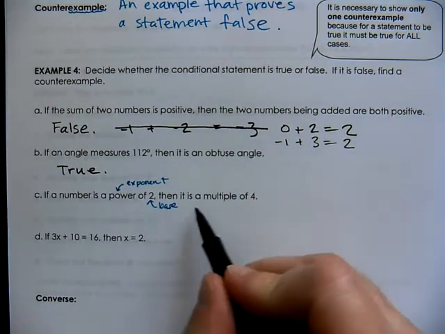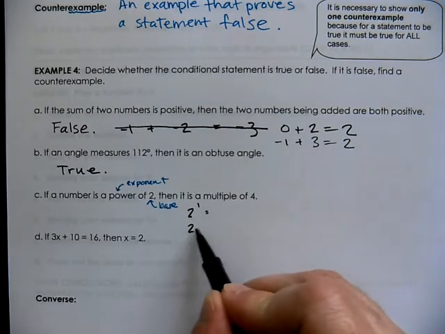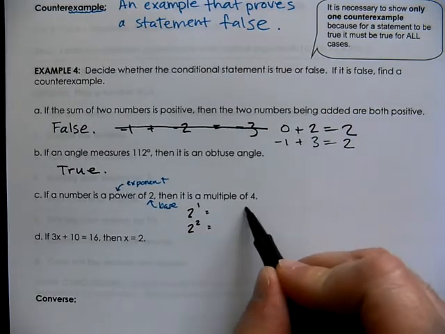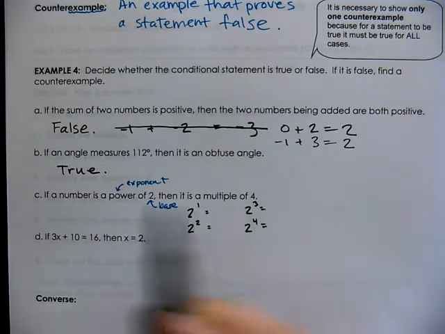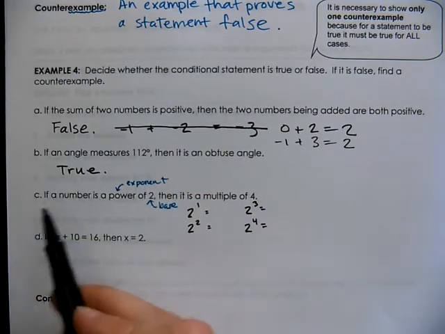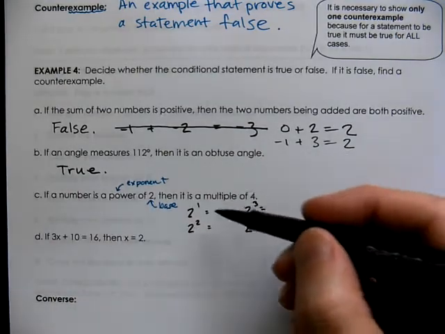So you want to think of it like 2 to the power of 1, or 2 to the power of 2, or 2 to the power of 3, or 2 to the power of 4. And that's what that phrase means, if a number is a power of 2. Okay, so what are those numbers?